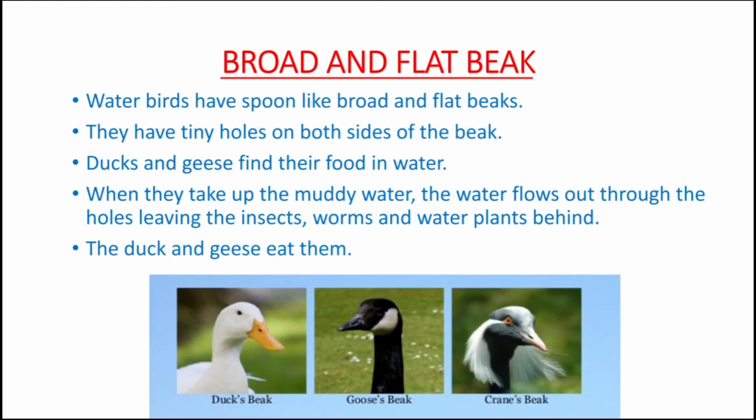Next type we'll study is broad and flat beak. Children, water birds, which we call aquatic birds also, they have spoon-like broad and flat beaks. They have tiny holes on both sides of the beak. Ducks and geese find their food in water.